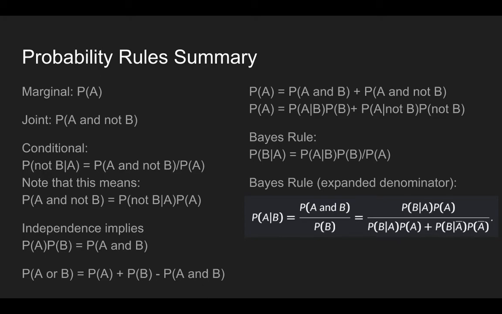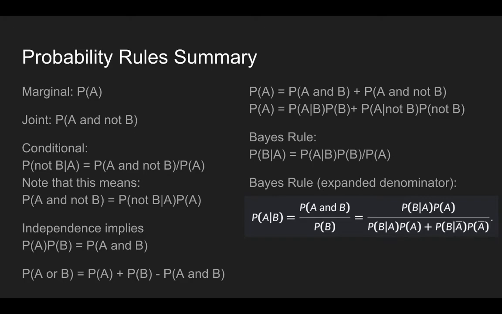So to review, marginal is just the probability of an event. The joint is the probability that two events happen at the same time, simultaneously. In this case, A happening and B not happening. The conditional probability: if we know A happens, the probability that B does not happen is equal to the joint divided by the marginal.